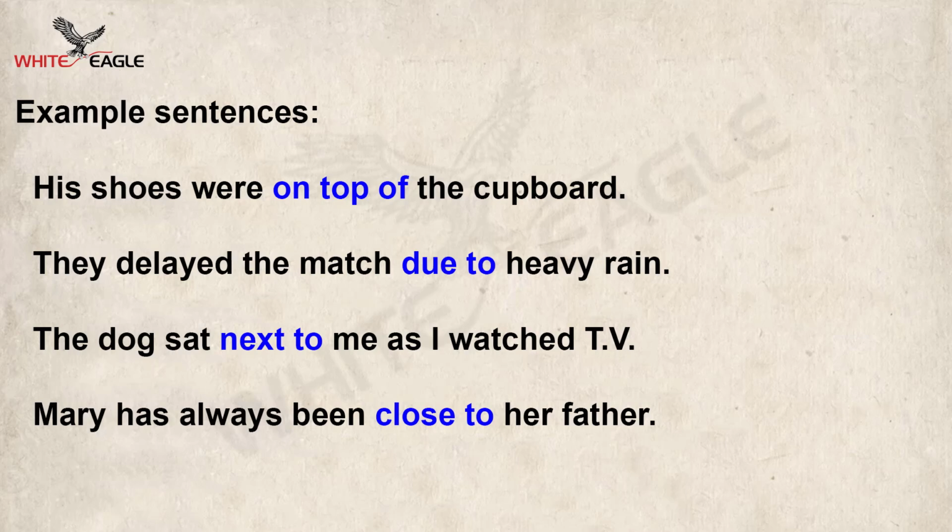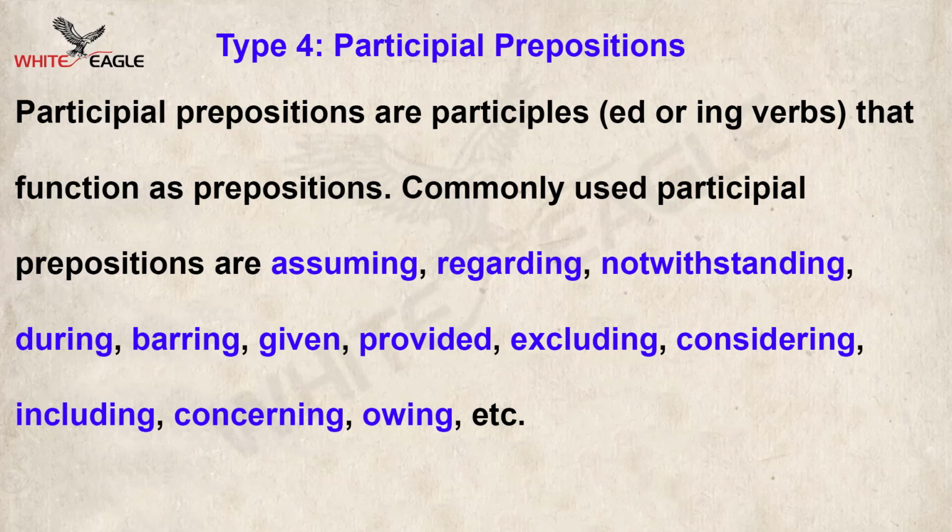The dog sat next to me as I watched TV. Mary has always been close to her father. Type 4. Participial prepositions. Participial prepositions are participles, -ed or -ing verbs, that function as prepositions.